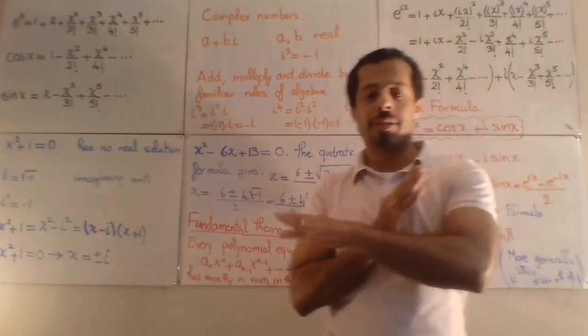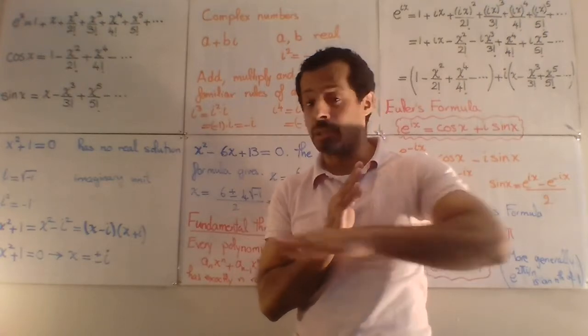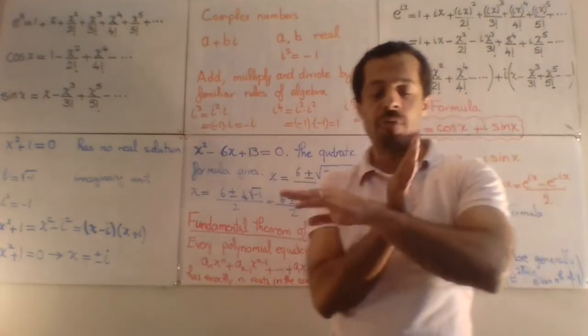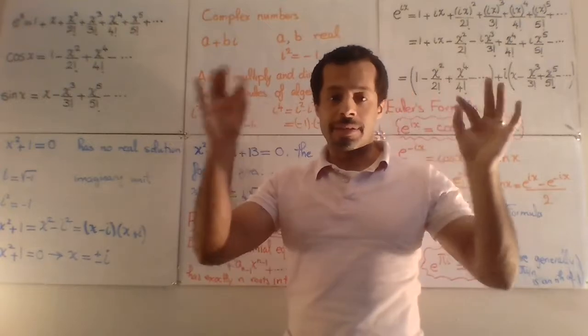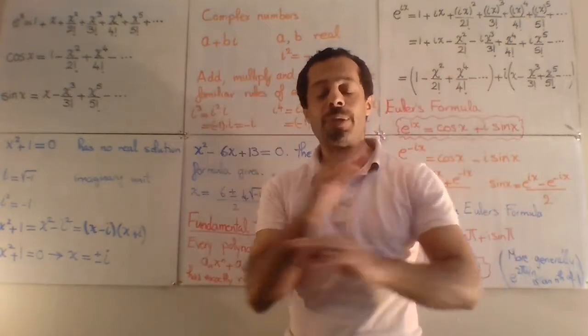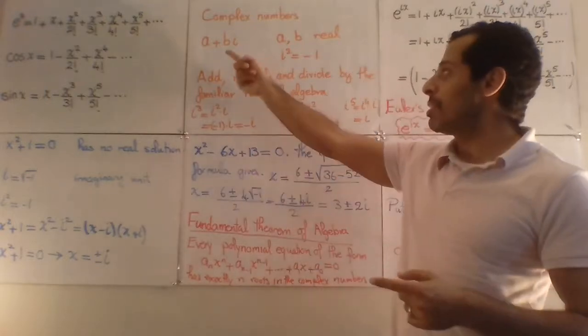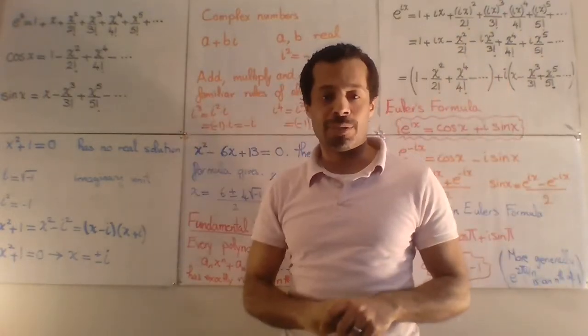So we take the x-axis to represent the real axis, the real numbers, and the y-axis is the imaginary axis, which represents multiples of I. Now we call that plane the complex plane. Any point in the complex plane represents a complex number, a plus bi, and any number is represented by a point on the complex plane.